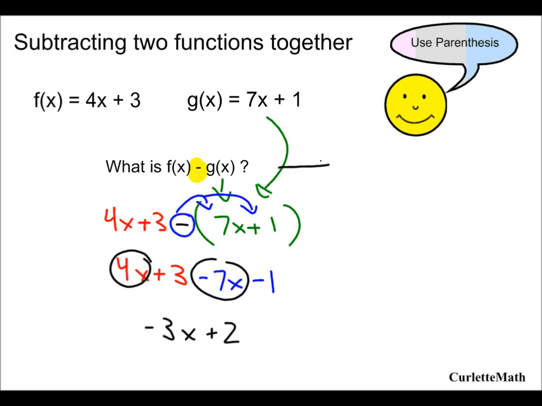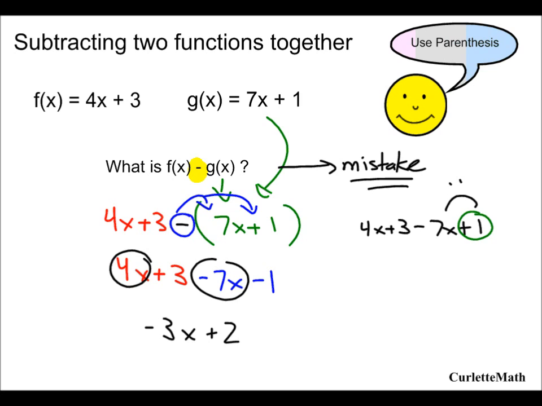If we don't, the mistake that is made too often, if we make a mistake, a lot of times we'll write 4x plus 3 minus 7x plus 1. The mistake here is the fact that this is still a positive 1. We need to subtract everything in that function, so that minus sign should have been distributed. It should be negative 7x minus 1. And that's where we're going to make our mistake. So make sure that you put those parentheses so that when you distribute that minus sign, it goes to both terms.